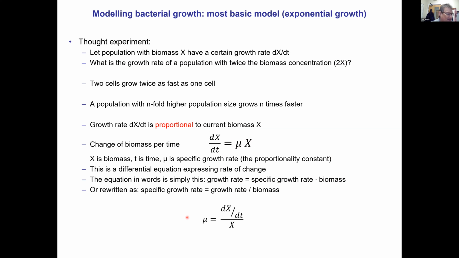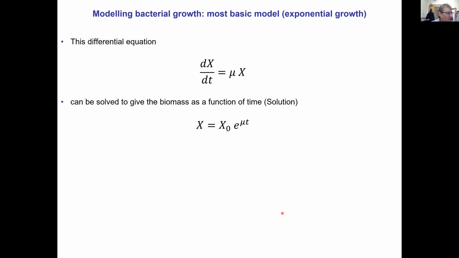You can also rearrange this so that the specific growth rate becomes the growth rate divided by the current biomass. Now this is a differential equation, and the solution to this equation is the equation for exponential growth: x as a function of time is equal to the initial biomass times e to the power of the specific growth rate times time.